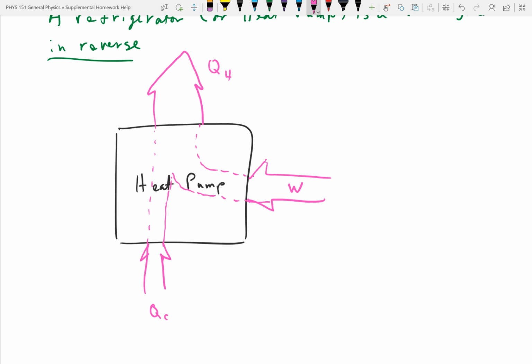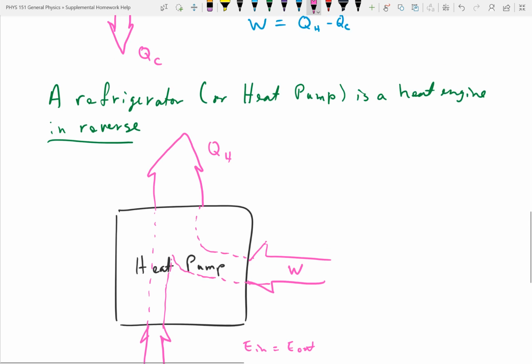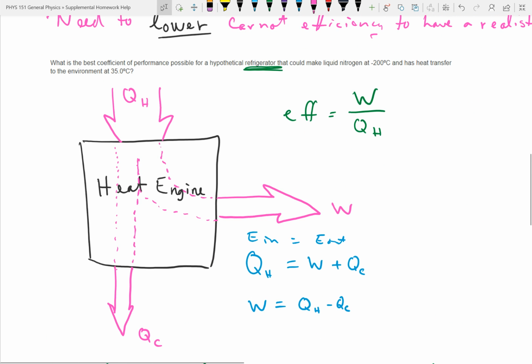So what you have here is, again, the same. What's going in is work plus Q cold. What's coming out is Q high. So work is equal to Q high minus Q cold, just the same as what we had for the heat engine. Oh, I'm scrolling on this screen. I forget that one's not scrolling with me.